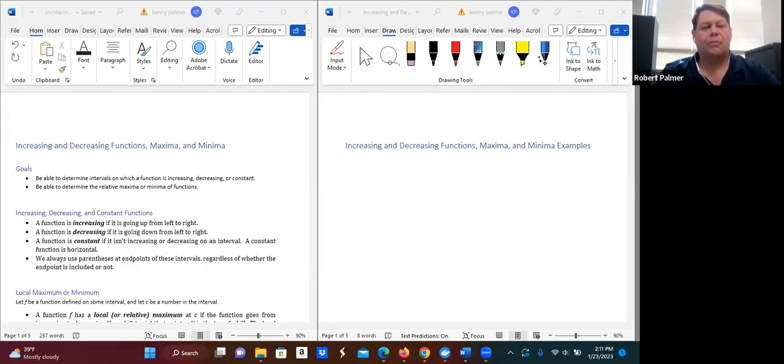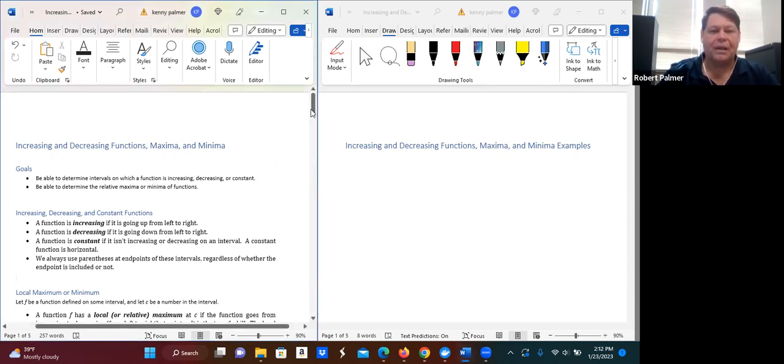Hello, everyone. Welcome. Today, we'll talk about increasing and decreasing functions, and along with that, maxima or minima of functions. So first, we'll talk about our goals for today. We'll be able to determine the intervals in which a function is increasing, decreasing, or even constant, and also be able to determine the relative maxima or minima, or high points and low points, of functions.